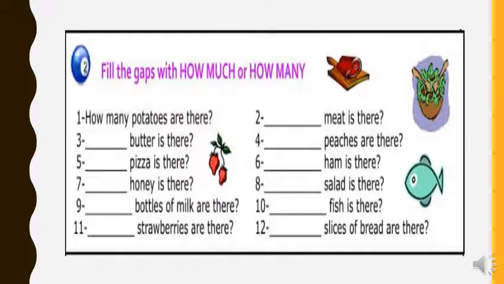How much pizza is there? How much ham is there? How much honey is there? How much salad is there? How many bottles of milk are there? How many fish are there? How many strawberries are there? How many slices of bread are there?